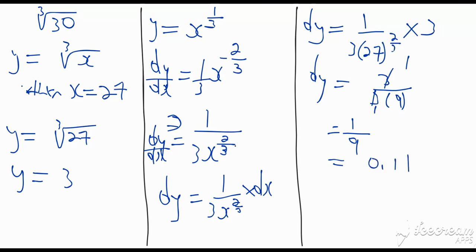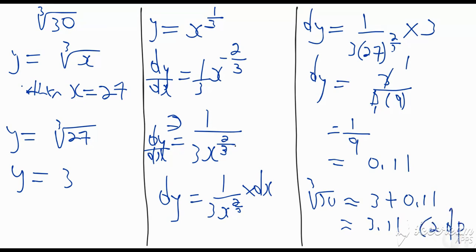So we can now say that the cube root of 30 is approximately the cube root of 27, which was 3, plus the change in y, which is 0.11. So this is approximately 3.11 to 2 decimal places. It should be noted, however, that the smaller the change in x is, the greater the degree of accuracy this approach is.